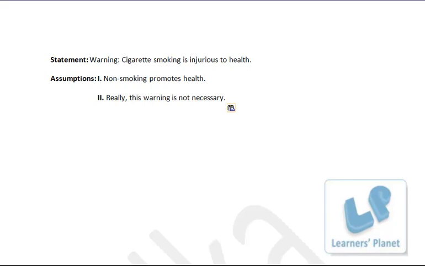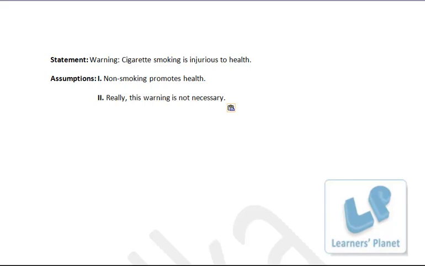Secondly, really this warning is not necessary. See, a warning is publicized, or spread, only when it is necessary. Precisely, public warnings are given only when they are considered to be necessary, right? So even this assumption is not implied. So both the assumptions 1 and 2 are not at all implied from this statement. So it is option D. Neither 1 nor 2 is implied.